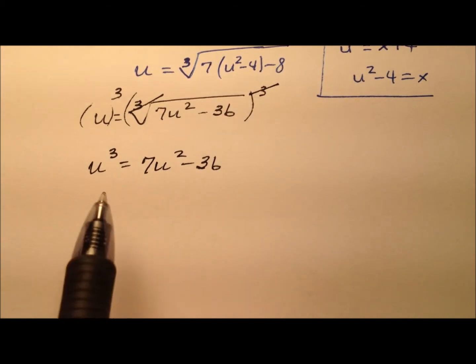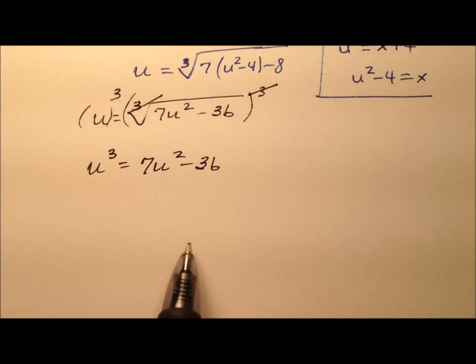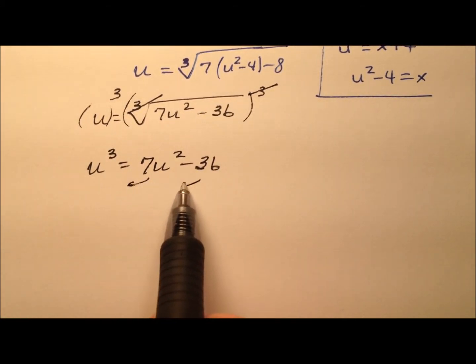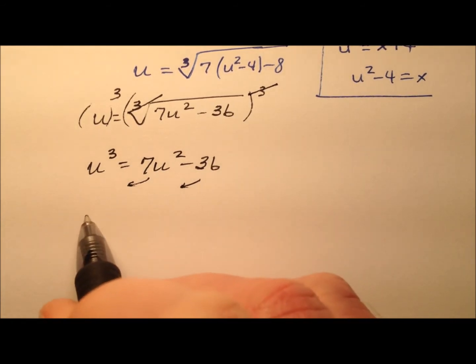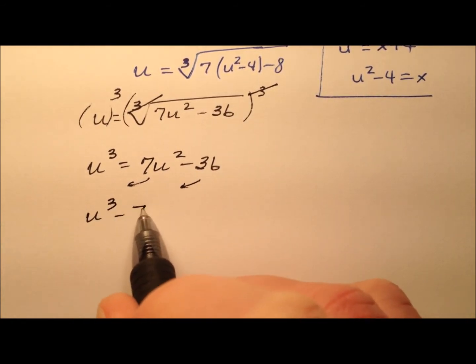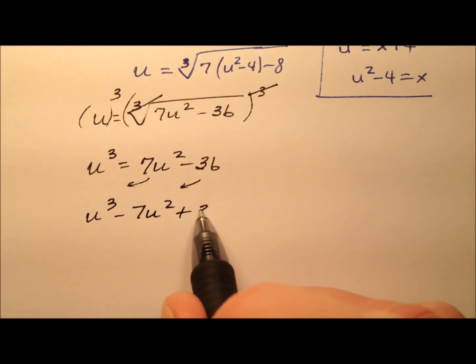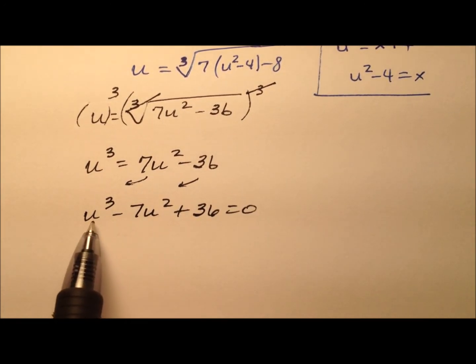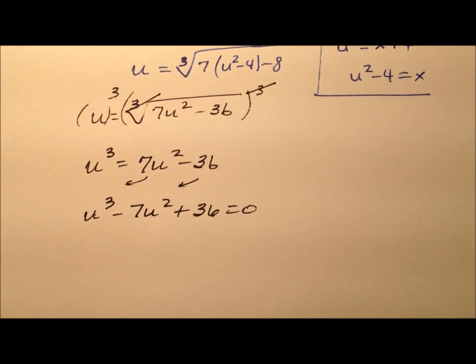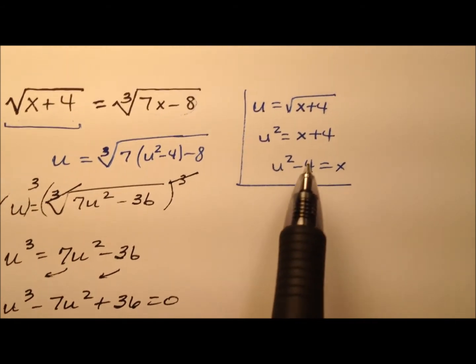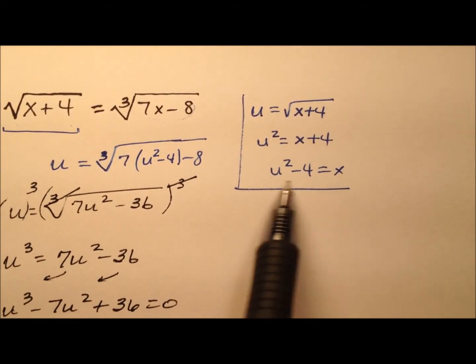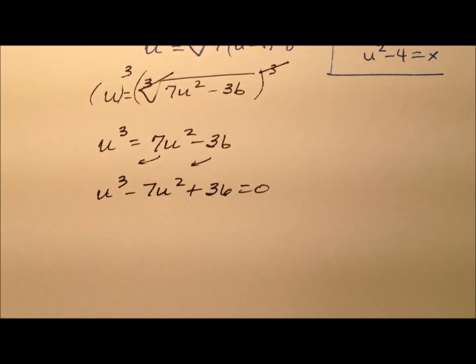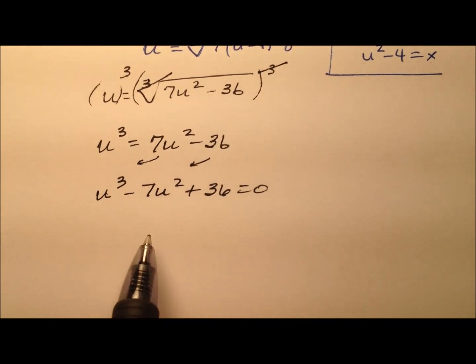Well, this seems like a nice polynomial equation. It'll be a cubic equation. So let's go ahead and move all these terms to one side and set it equal to 0. So u cubed minus 7u squared plus 36 equals 0. Okay, so when we solve for u here, we'll have maybe upwards of 3 values, and then we'll just plug them right back into here and solve for x, and we'll have our possible values, and of course we'll have to check them to see if any of those are extraneous.